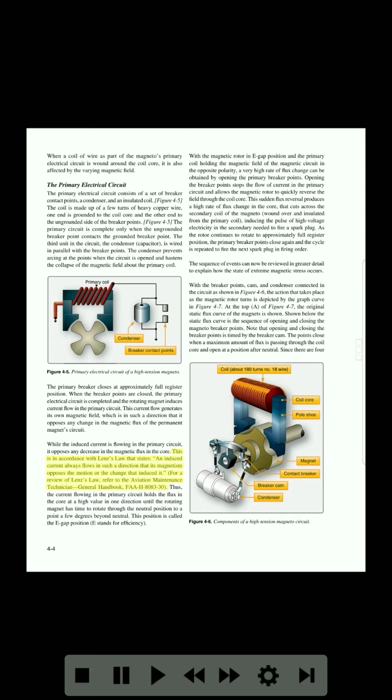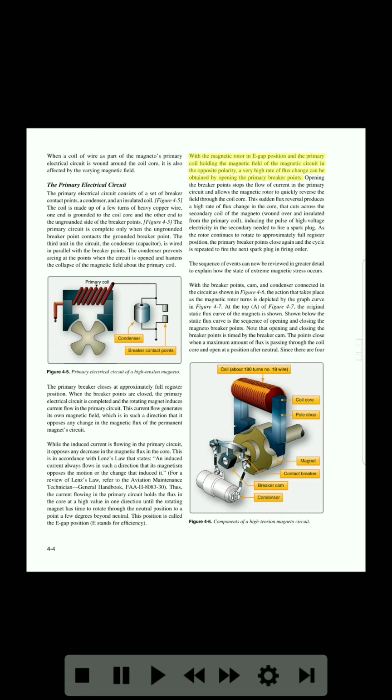Thus, the current flowing in the primary circuit holds the flux in the core at a high value in one direction until the rotating magnet has time to rotate through the neutral position to a point a few degrees beyond neutral. This position is called the E-gap position. E stands for efficiency.